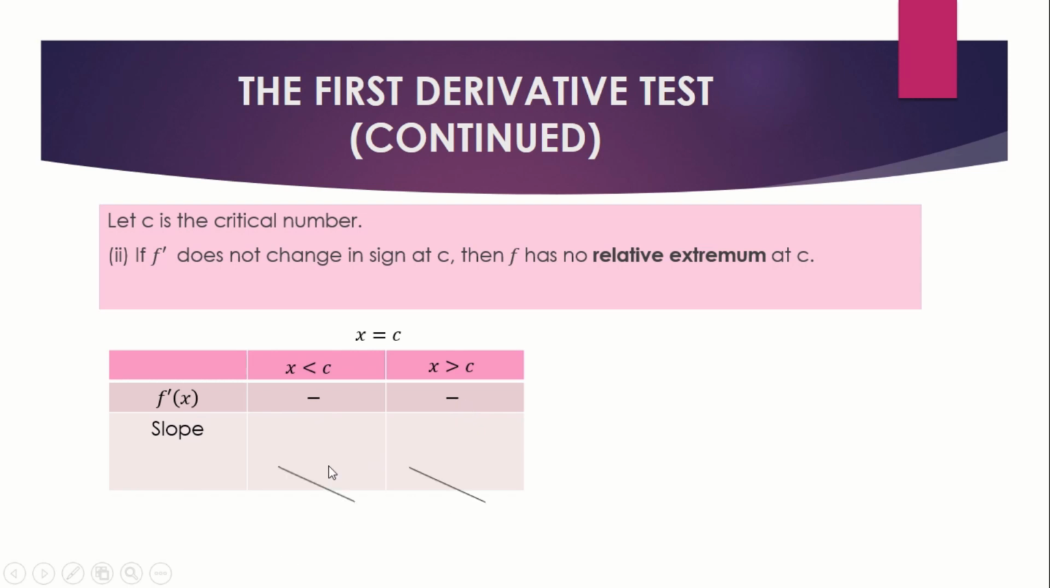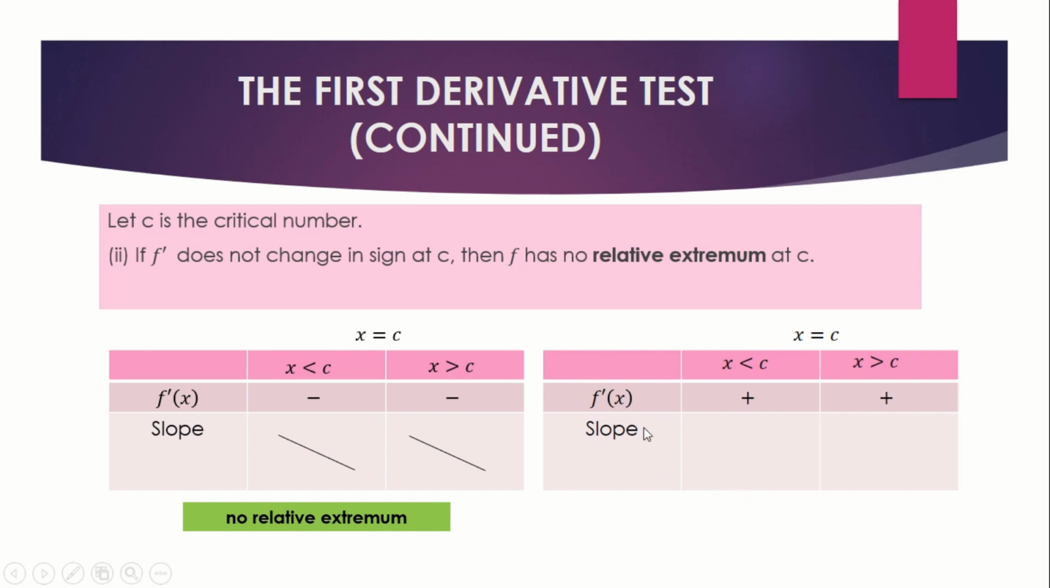So if we draw the slope, both lines have slope negative or decreasing part. We can see that if we join the two graphs, we cannot get any extremum point. So therefore, there is no relative extremum at x equal to c.